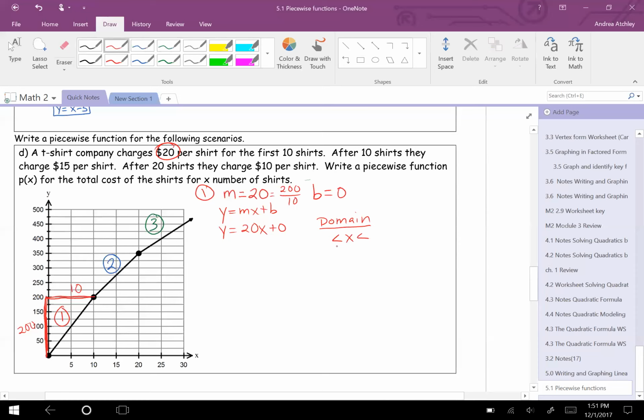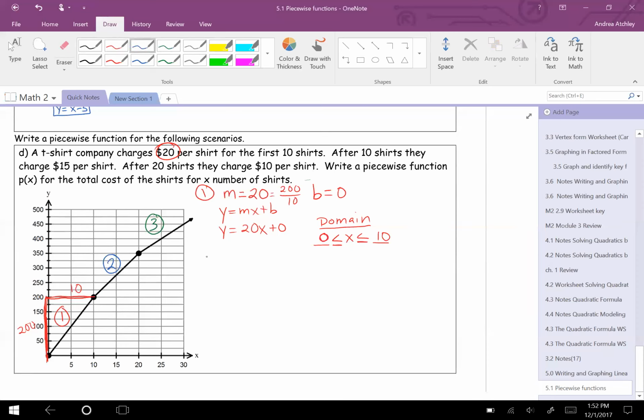Okay. So what are the x values? How many shirts can I buy? What's the smallest amount of shirts I could buy? 0. Okay. What is the most amount of shirts I can buy at $20 per shirt? 10. Okay. And x can equal 0 and x can equal 10. So it's less than or equal to x. So the domain for this is 0 is less than or equal to x is less than or equal to 10. Any questions?